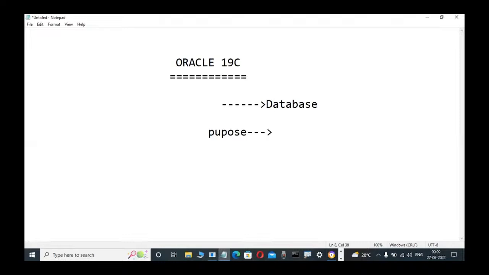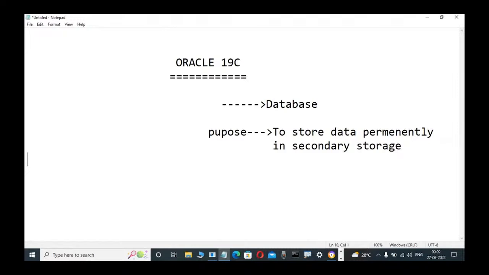The first main purpose is to store data. Observe it here, to store data permanently in secondary storage devices, in a hard disk only. Secondary storage devices means a hard disk. In the olden days, before 1960, they stored data in other ways too, but some drawbacks were there. We are learning many things in the future.